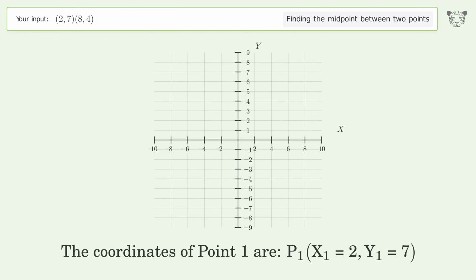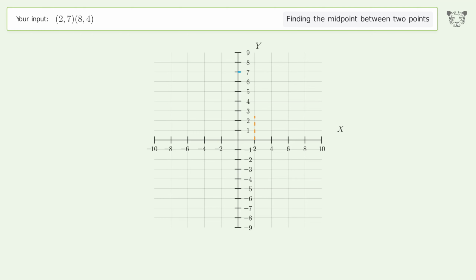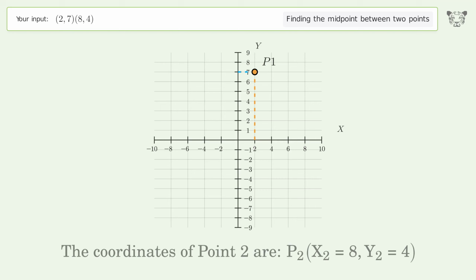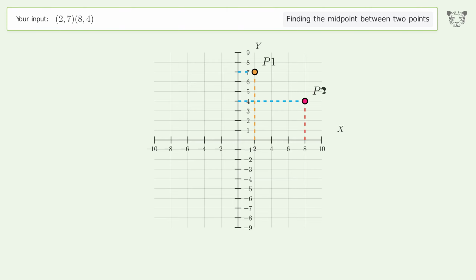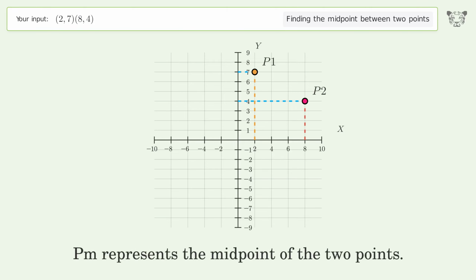The coordinates of point 1 are x1 equals 2, y1 equals 7. The coordinates of point 2 are x2 equals 8, y2 equals 4. PM represents the midpoint of the 2 points.